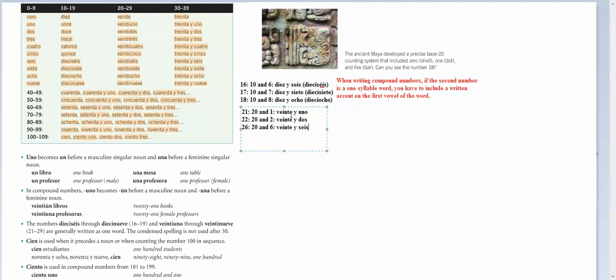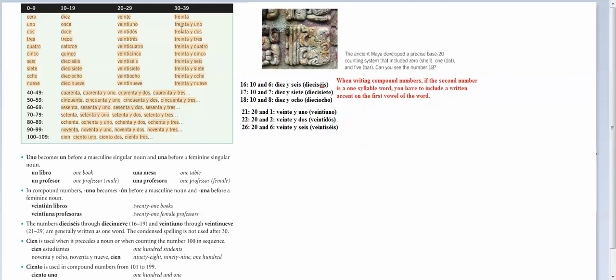20, like 10, can also be made into a compound number. What you do is drop the E and change the Y to an I. So what I have written over here is not wrong. It's just preferred to write them together. So that would make this 20, drop that E, change my Y to an I, uno. 20, drop that E, change my Y to an I, and I'm going to have to add in an accent mark because dos is one syllable. And I'm going to have to do the same thing here, 26, seis, because 6 is also one syllable.